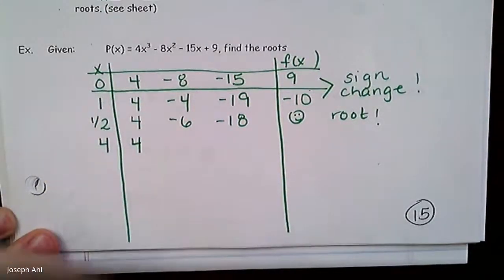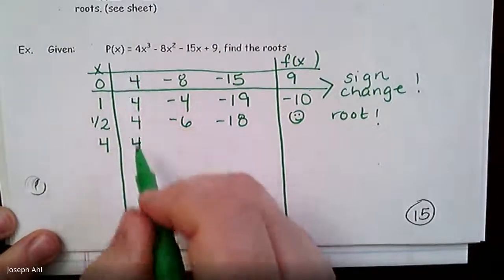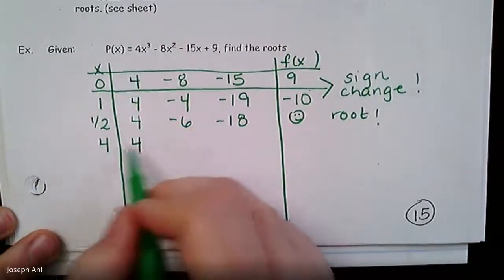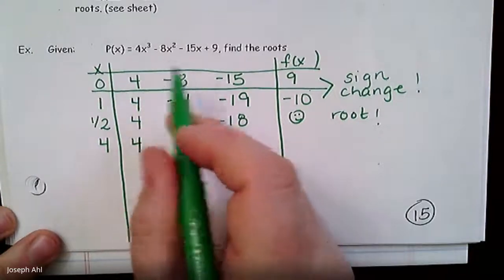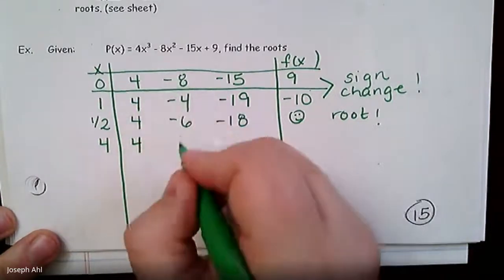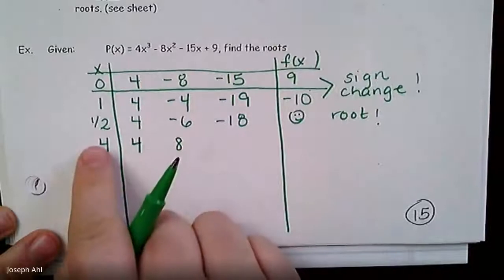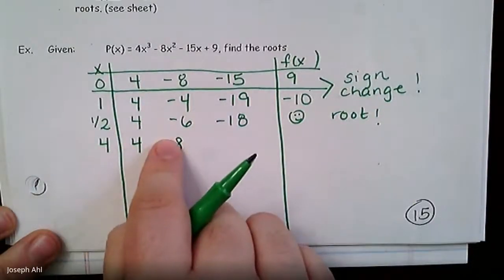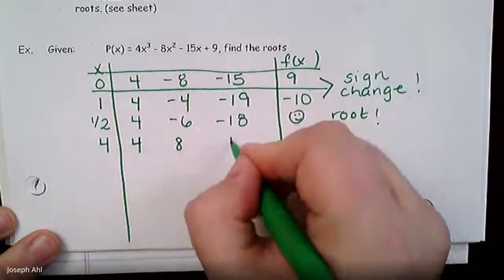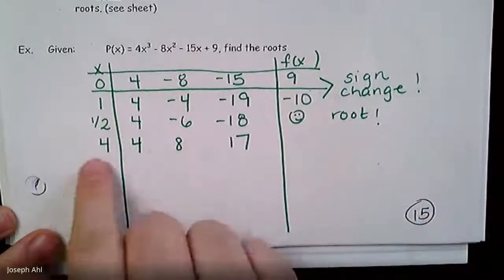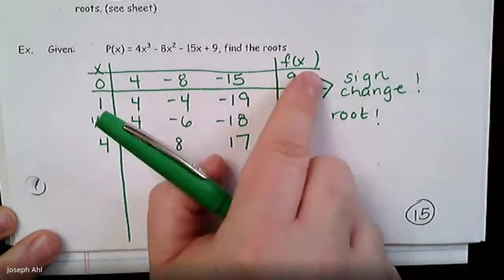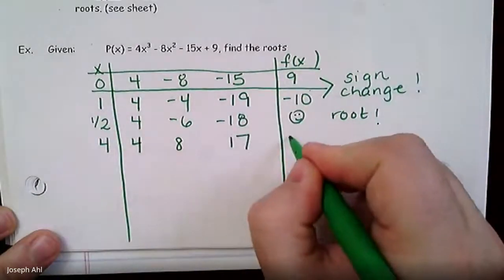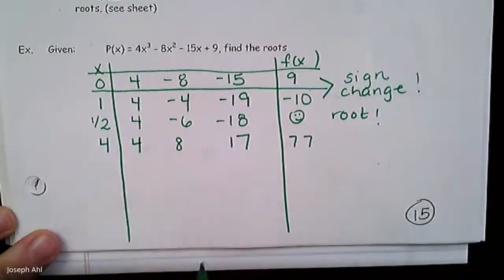If I bring down the 4, notice how this whole first column is a bunch of 4s here. 4 times 4 is 16. Just make sure you're coming back up to the top always. 16 plus -8 is 8. 4 times 8 is 32. 32 plus -15 is 17. And 4 times 17 is 68. 68 plus 9 is going to be 77. Definitely not a root at x equals 4.